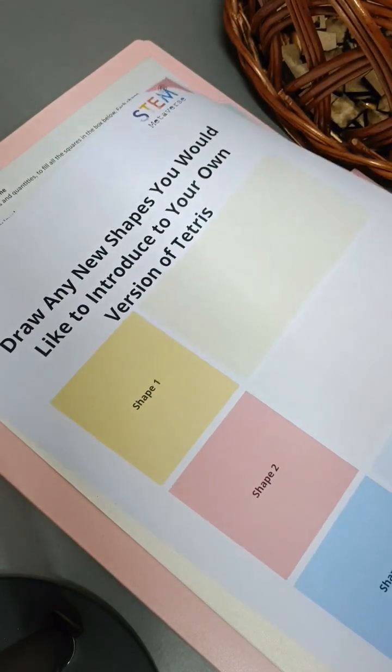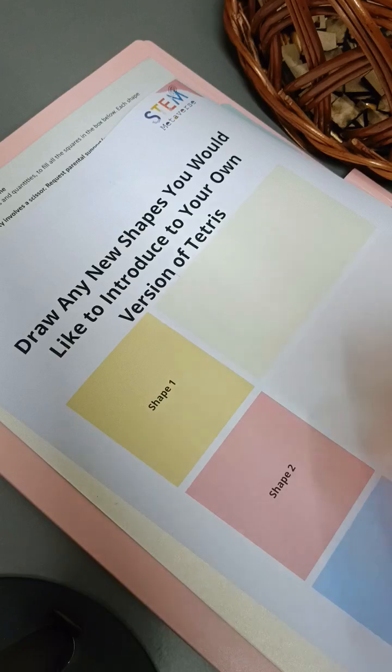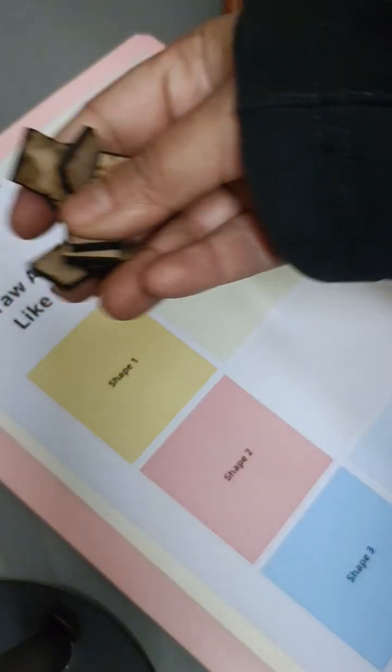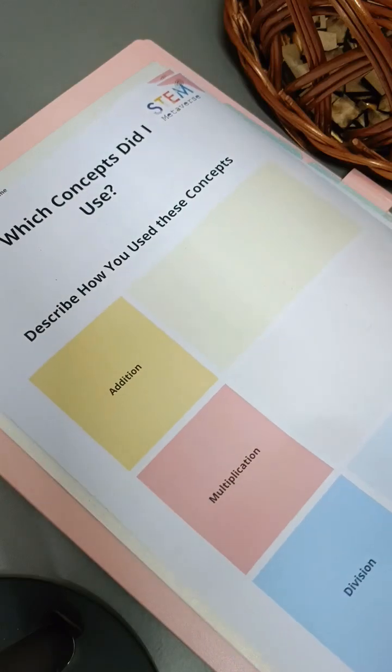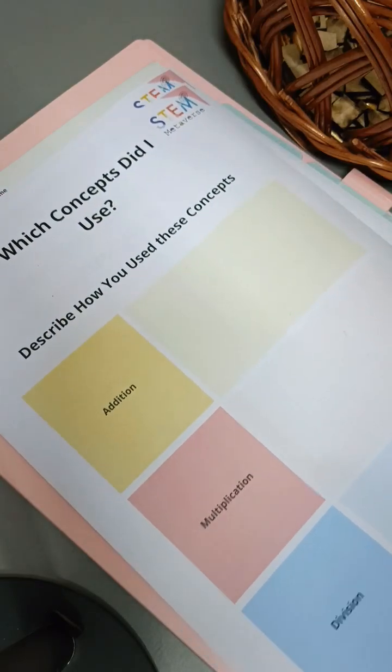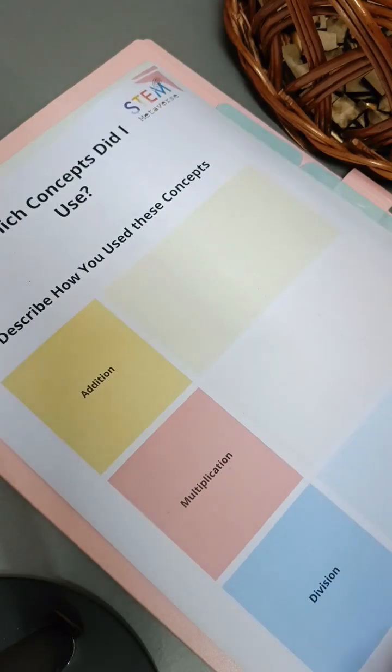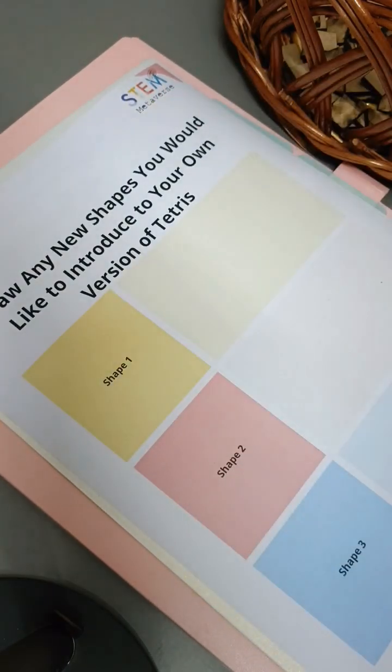They also consider what kind of shapes they can make out of this. They have to come up with their own shapes, which is why we also give a lot of extra squares and colored sheets to cut and create their own shapes. The third thing that comes up is which of these concepts they used: addition, multiplication, division, or just counting? These are things that can be discussed in the class and also shared in their reflection sheets.